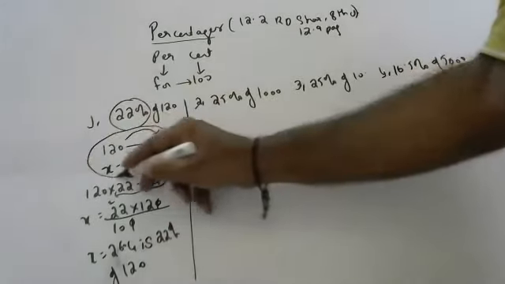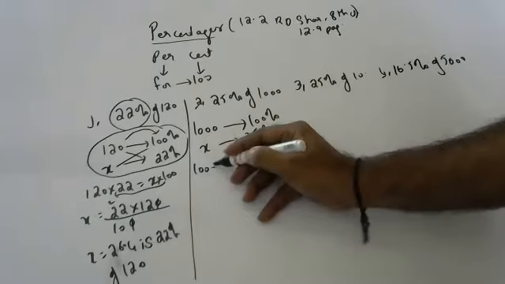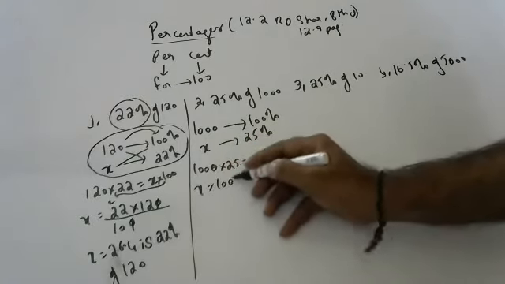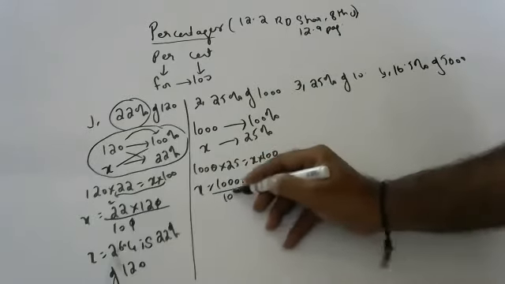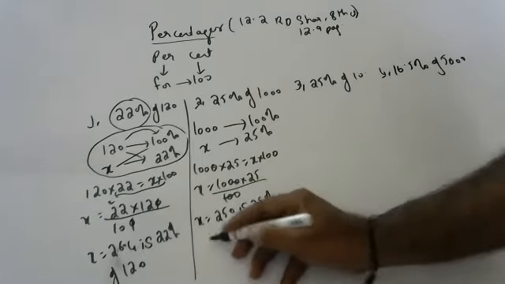Using this property, please tell me, children, someone. Vedant, using this, 25% of 1000. 1000 is 100%. X is 25%. How much is 25%? Cross multiply: 1000 into 25 is equal to x into 100. X is equal to 1000 into 25 by 100. Zeros cut. X is equal to 250. 250 is 25% of 1000.